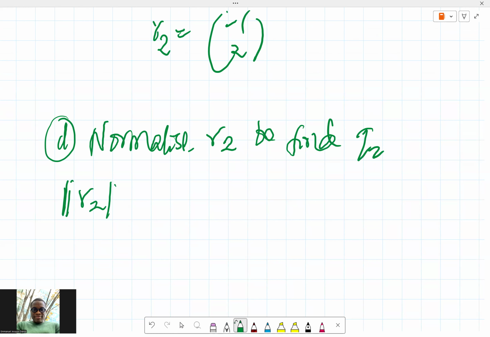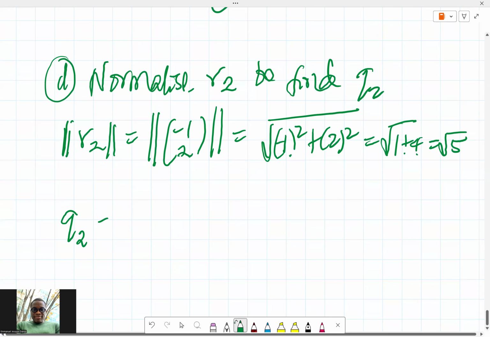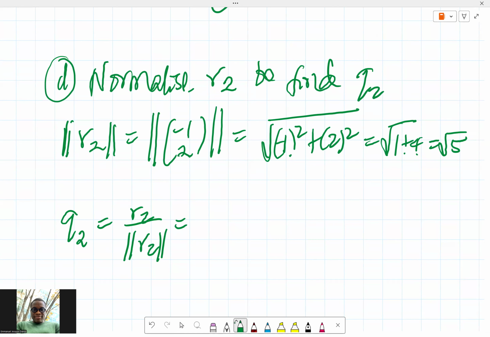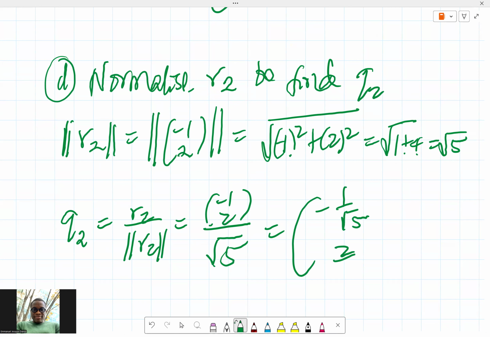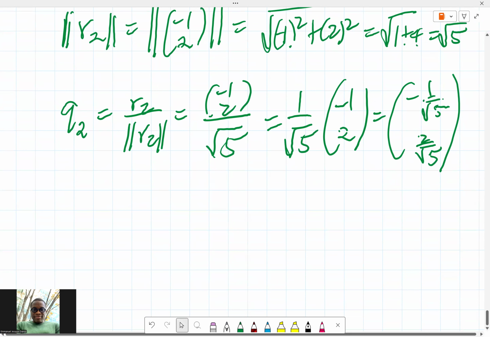So the norm of R2, where R2 is minus 1, 2, is the square root of minus 1 squared plus 2 squared. And that is the square root of 1 plus 4. That is root 5 in short. So we can now have Q2 equal to R2 over the norm of R2. R2 itself is minus 1, 2. The norm of R2 is root 5. So in short, we have minus 1 over root 5 all over 2 over root 5. Or if I want to make it a bit clearer, I can say 1 over root 5 into minus 1, 2, and that is minus 1 over root 5, 2 over root 5. Okay, so that's Q2.